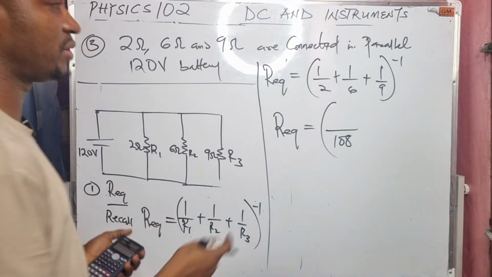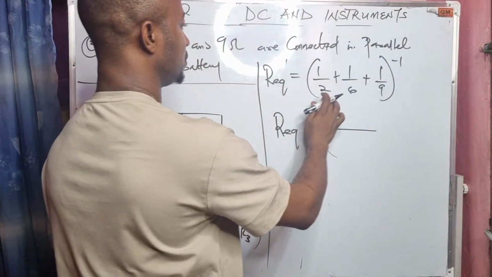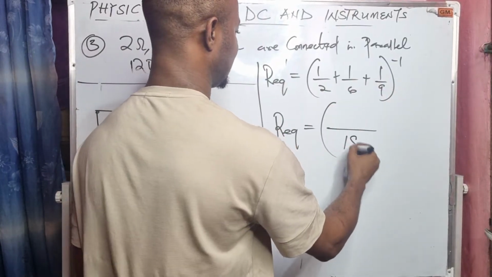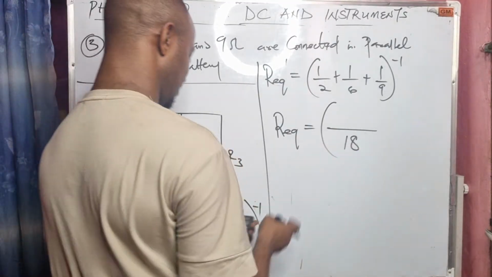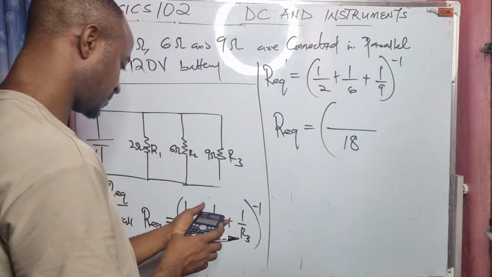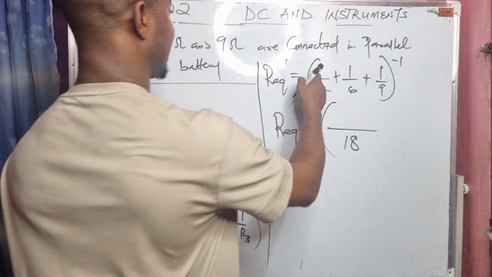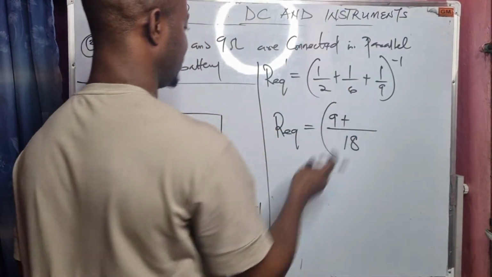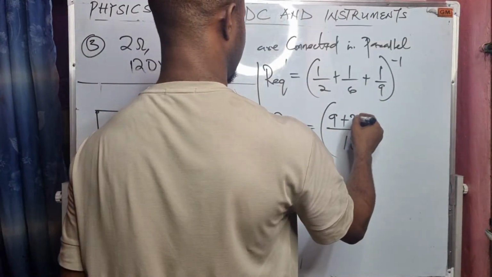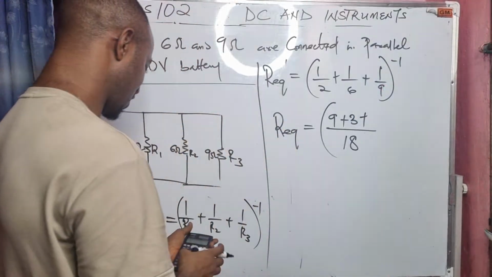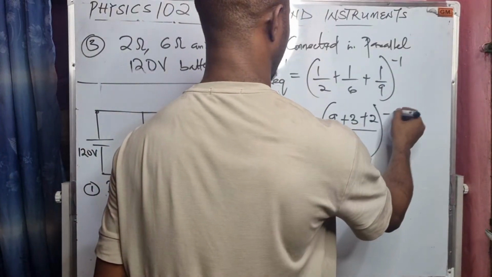So divide 108. But if you look at this, what is the lowest number that can divide 2, 6, and 9? I guess it's 18. So 18 can go as the LCM, right? Okay. So when you divide 18 by 2, we have 9. 9 times 1 is 9, plus 18 divided by 6, which gives us 3. 3 times 1 is 3, plus 18 divided by 9, which gives us 2, right? Okay, all to the power of minus 1.